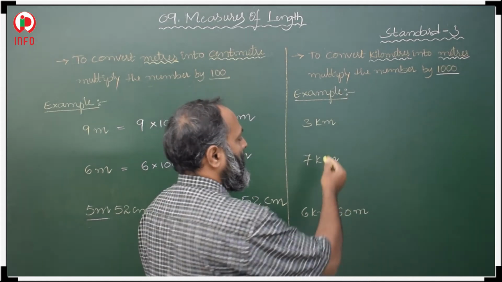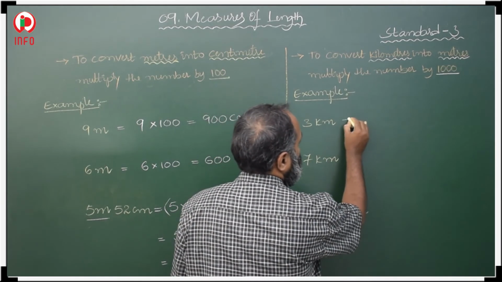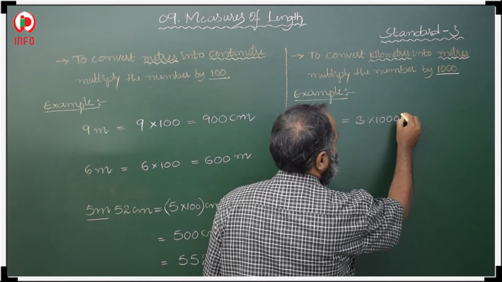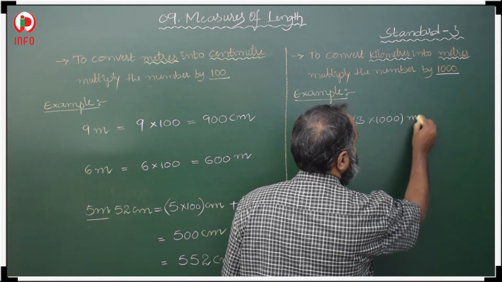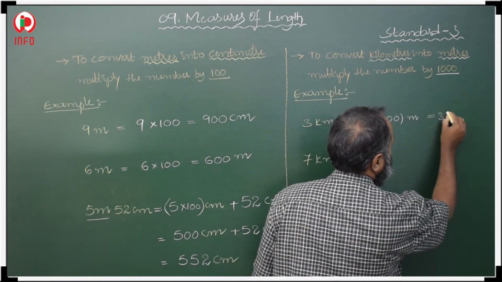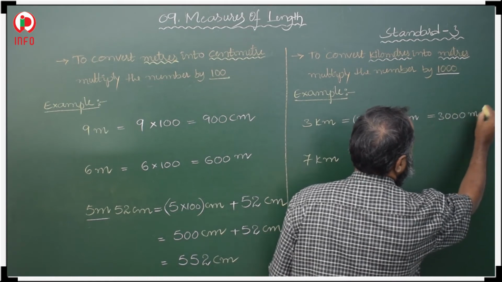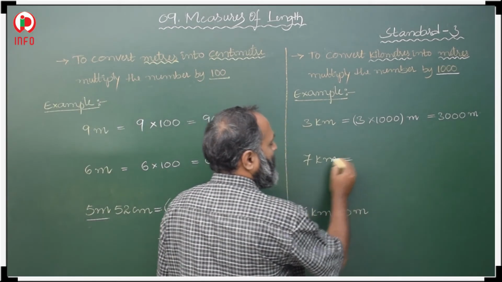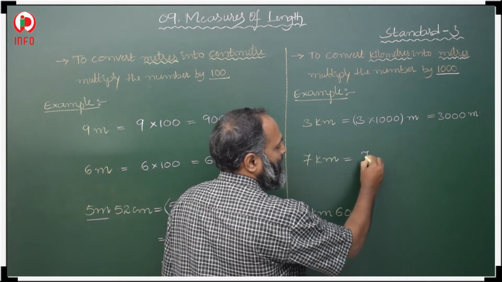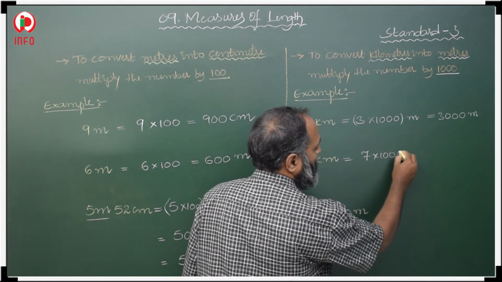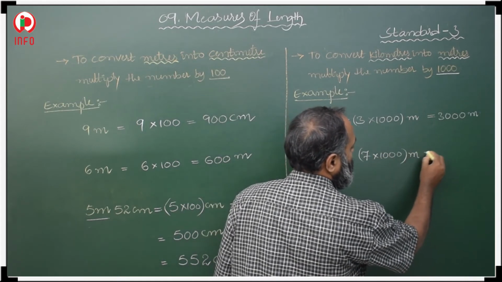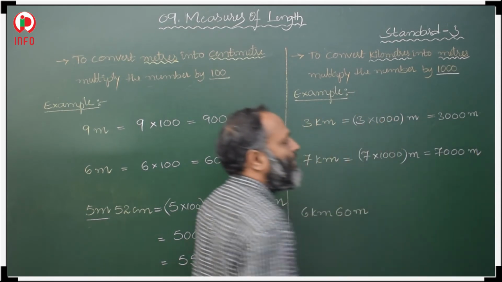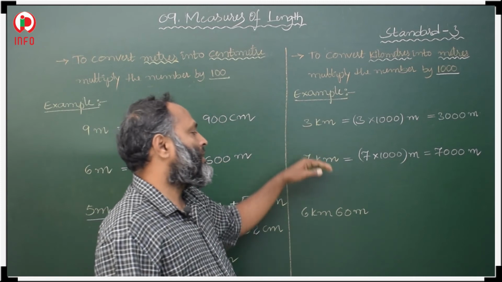Now, 3 kilometers, how to convert? 3 into 1000 meters, that is 3000 meters. So this is the conversion of kilometers into meters. Now, 7 kilometers, how to convert into meters? We multiply 7 with 1000, then you will get it in meters. 7 into 1000 is 7000 meters.